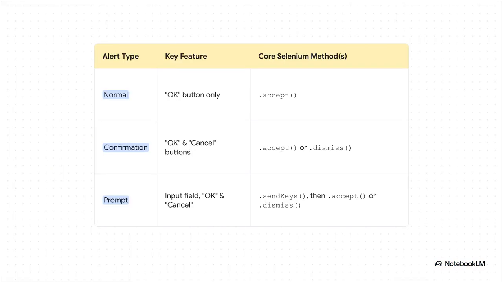So, in the world of automation, you're going to run into 3 main types of these alerts. You've got your normal alert, which just has an OK button. Then there's the confirmation alert, which gives you a choice, OK or cancel. And finally, you have the prompt alert, which actually asks you to type something in before you can close it.